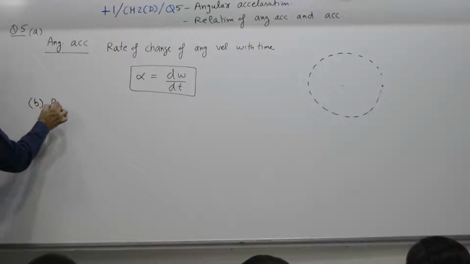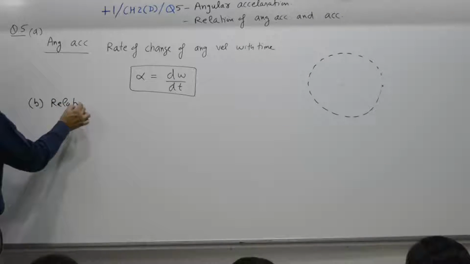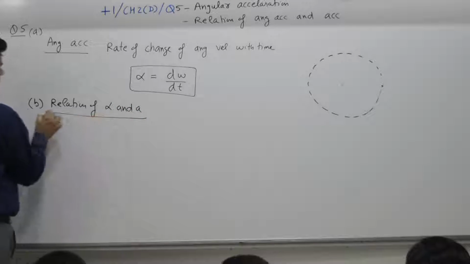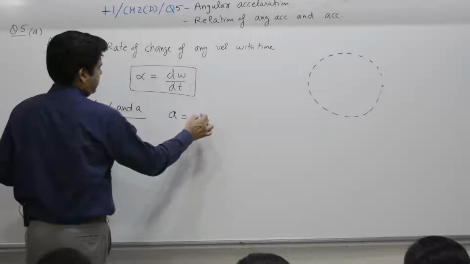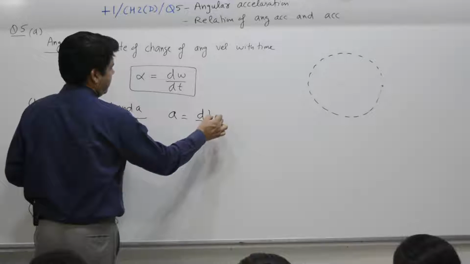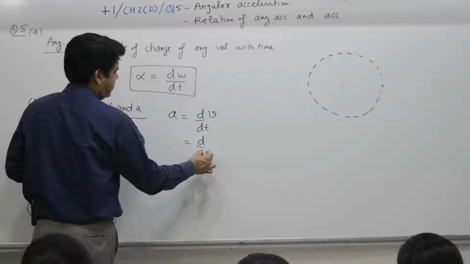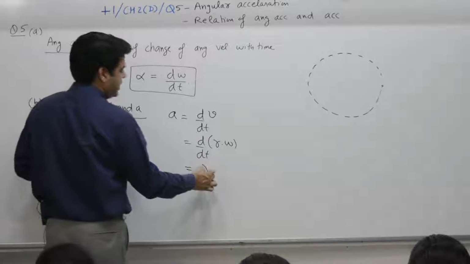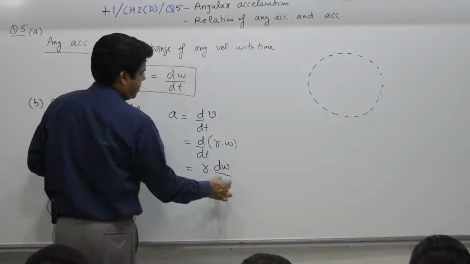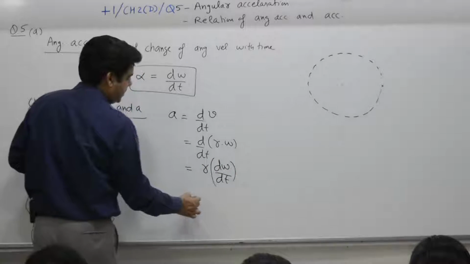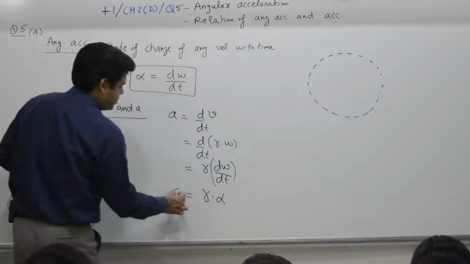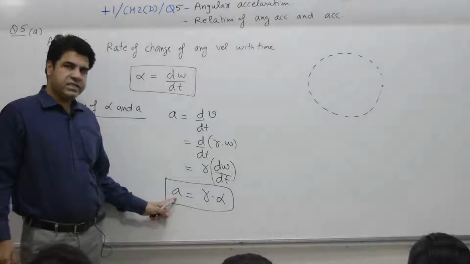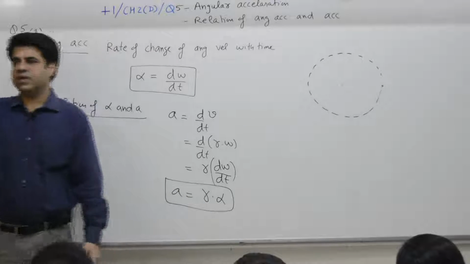Then there's the second part, part B, the relationship. The relation of alpha and A: A is equal to d by dt of V. V is equal to R omega. If R is constant, d omega by dt is alpha. So, A is equal to R alpha, where A is linear acceleration, R is radius, and alpha is angular acceleration.